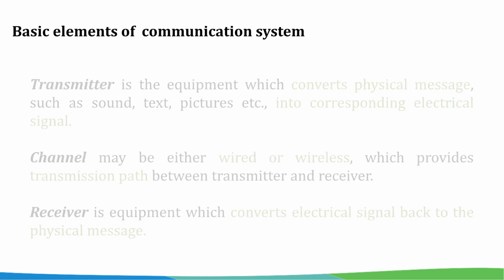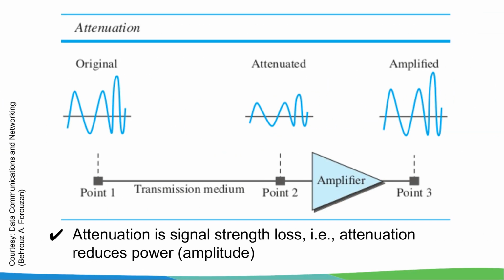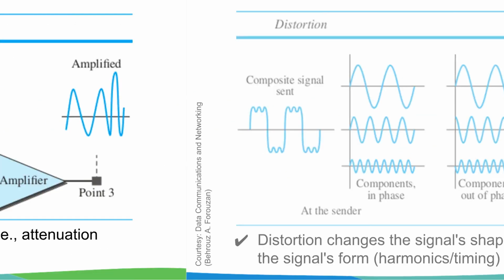The basic elements include the transmitter, which converts a physical message into an electrical signal. The channel is the wired or wireless transmission path. The receiver converts the electrical signal back into the physical message. Attenuation is the loss of signal strength, reducing the power or amplitude. An amplifier is used to compensate for this loss and restore the signal strength before reaching the destination.